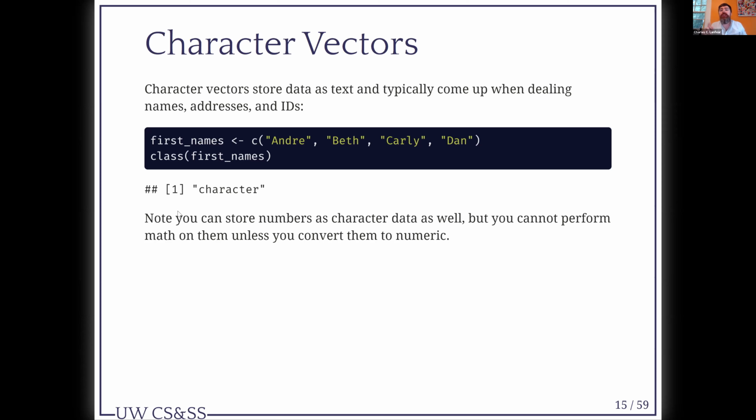You can store numbers as character data as well. I could say Andre, Beth, Carly, Dan, 45. And I could put the number 45 there with or without quotes, and it's just going to become character data. If you have 45 in quotes as character data, it might look like a number to you, but R treats all character data as character, and you can't perform any math with it at all. If I converted this vector with 45 at the end to numeric, it would make all these text ones NA and then turn 45 to a number. There's no way to convert text logically into numeric values.